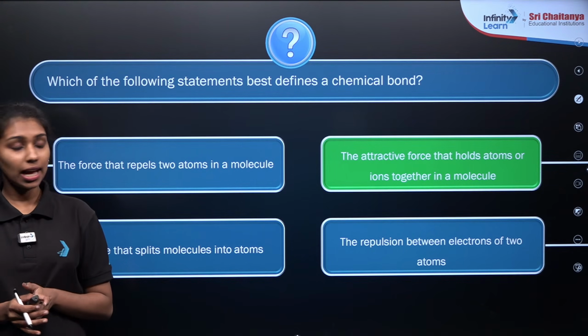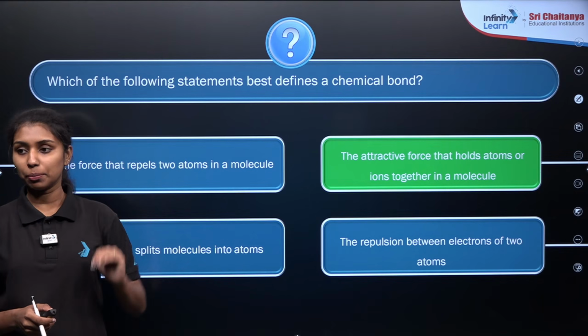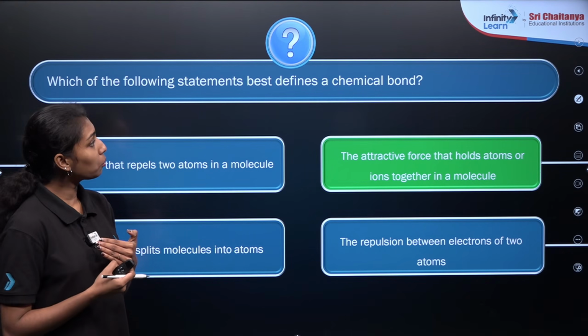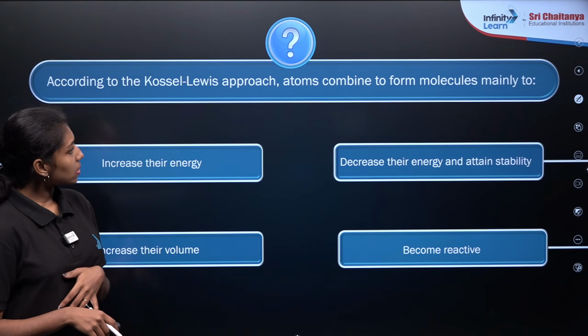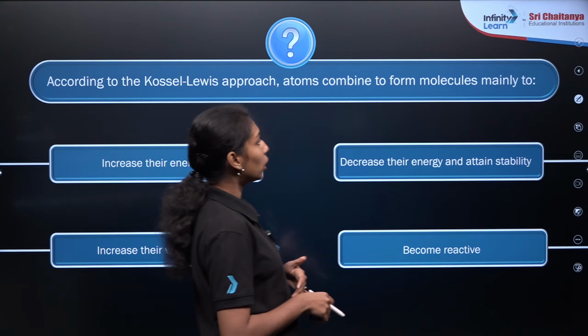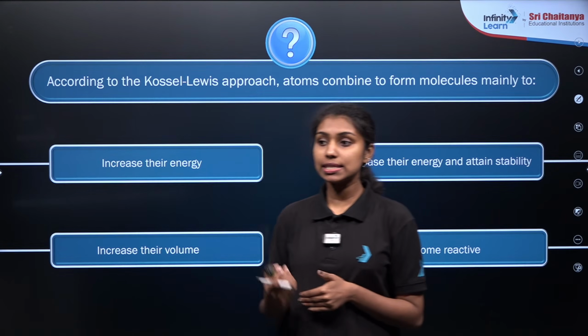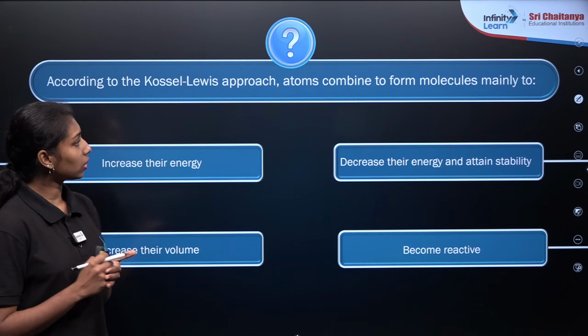Yes, option B, right? The attractive force that holds atoms or ions together in a molecule is known as chemical bonding. So based on that, we will be defining the ionic bond as well as the covalent bond. Here is our next question. According to the Kossel and Lewis approach, atoms combine to form molecules mainly to. What is the exact use of the Lewis octet rule?